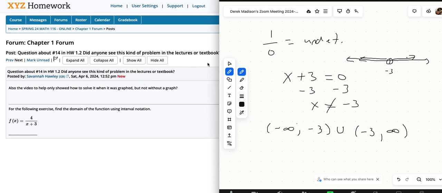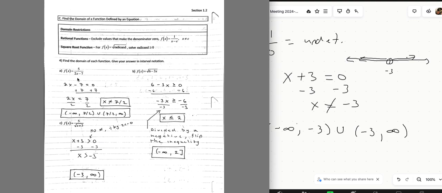So for any of these rational ones, that's it. It doesn't matter what's in the denominator. I think for this one, I did one with a coefficient. And you just take whatever is here, set it to 0, and then that gives you the number that you have to exclude from the denominator.